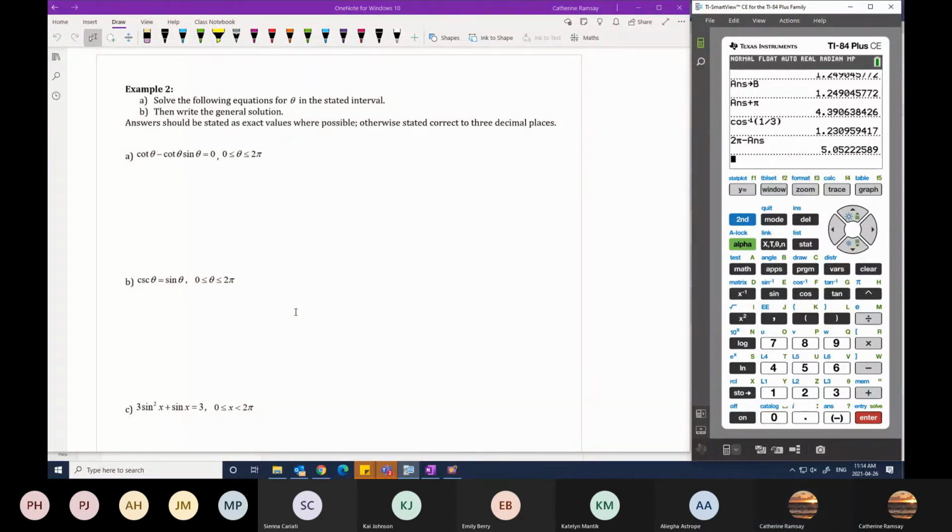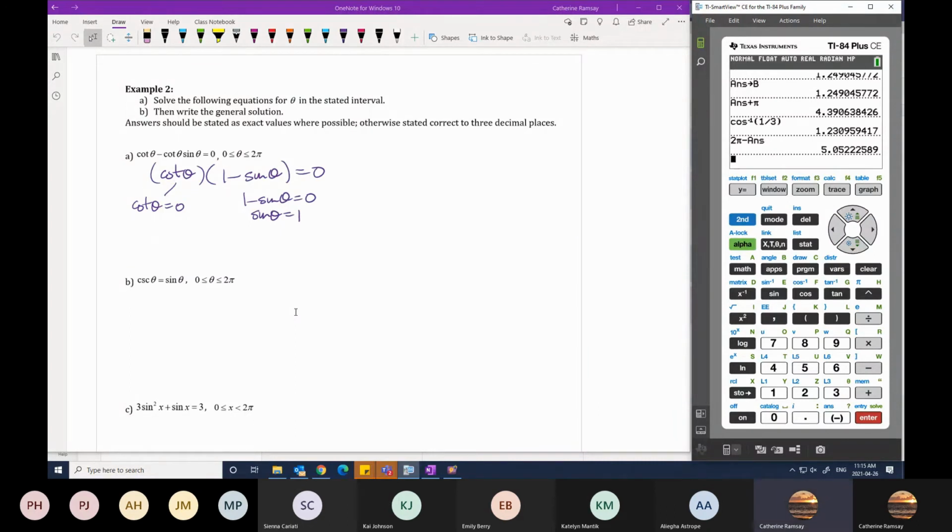So let's try this. All right, first step, we need to factor this. It doesn't look so obvious what the factor is, but it is only a GCF factor. So we're going to factor out a cotangent, and then we're left with 1 minus sine theta equals 0. So again, that means cotangent theta equals 0, and 1 minus sine theta equals 0, which if I move the sine theta over, you get that sine theta is equal to 1.